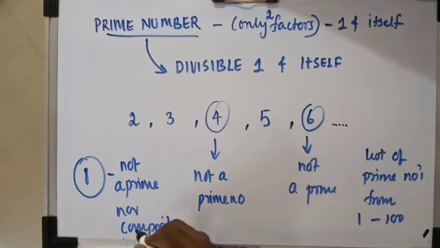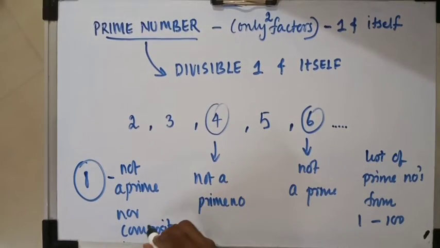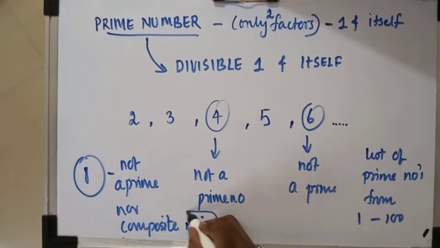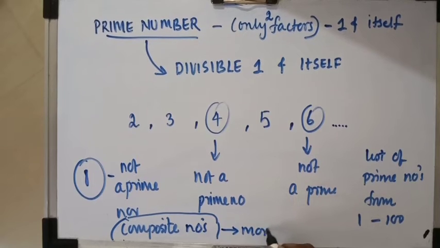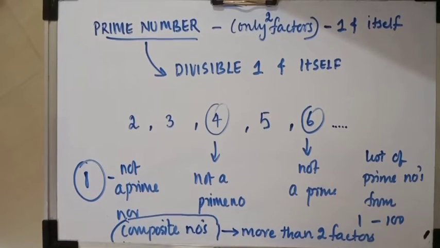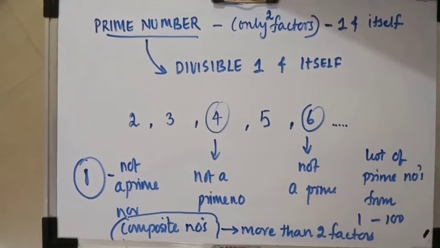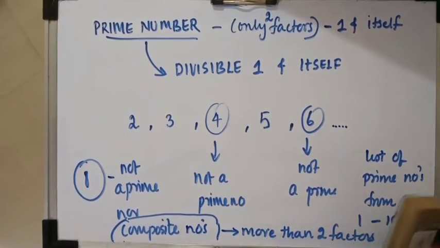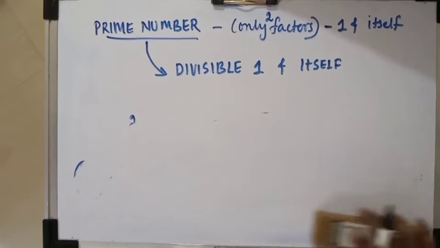Now children, what are composite numbers? The numbers which are not prime numbers are called composite numbers. Okay, remember this. The numbers which are not prime numbers are composite numbers. It means composite numbers are numbers which have more than 2 factors. For example, 4 is a composite number. 6 is not a prime number. It means 6 is called which number? Composite number. So I hope that you have understood what is a prime number and what is a composite number. Now children, we will learn how to write a composite number.